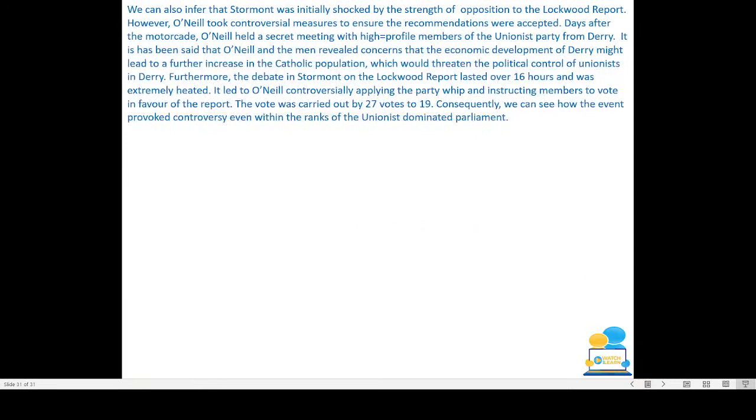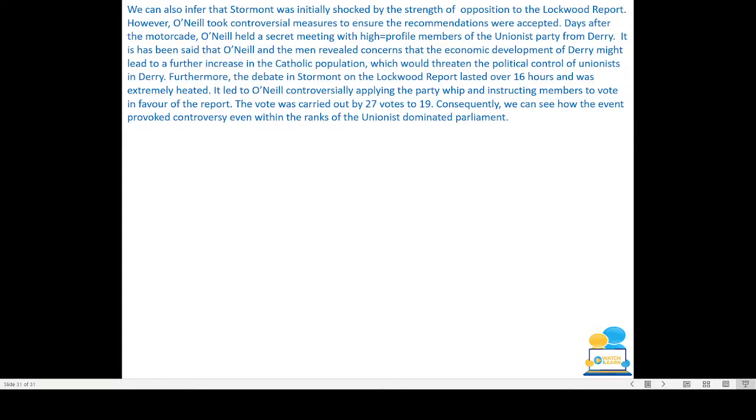We can also infer that Stormont was initially shocked by the strength of opposition to the Lockwood report. However, O'Neill took controversial measures to ensure the recommendations were accepted. Days after the motorcade, O'Neill held a secret meeting with high-profile members of the Unionist Party from Derry. It has been said that O'Neill and the men revealed concerns that the economic development of Derry might lead to further increase in the Catholic population, which would threaten the political control of Unionists in Derry.